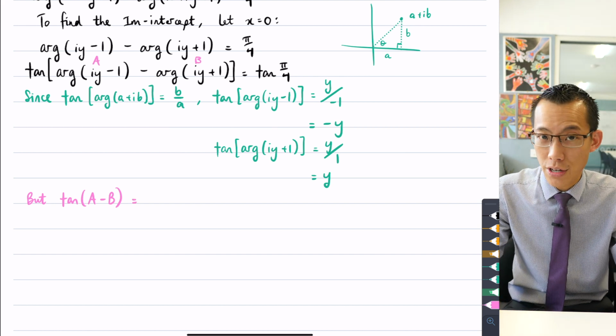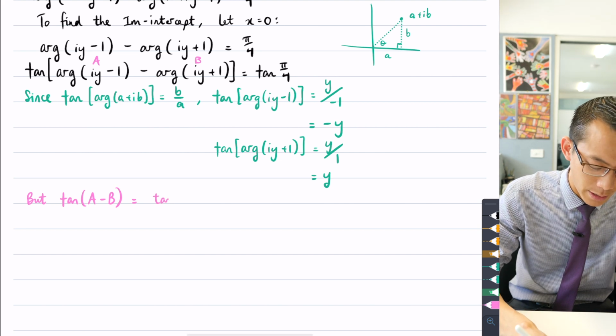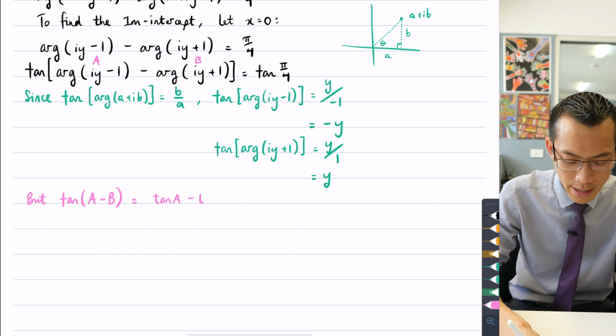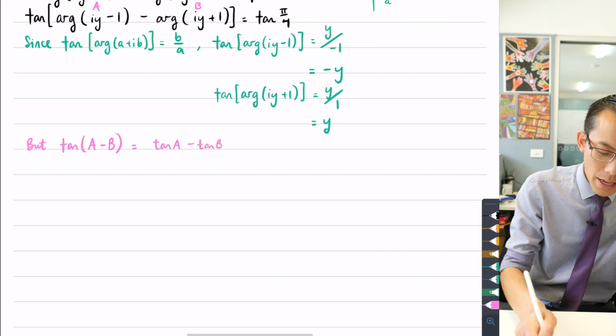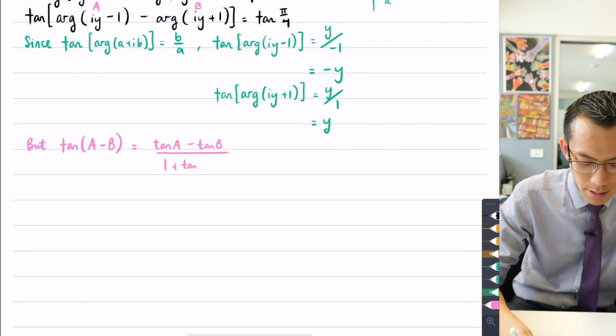You can go to the reference sheet for this, but maybe you remember this result off the top of your head if you've done this recently in your other course. It's going to be tan A minus tan B, and then it's all divided by 1 plus tan A tan B.